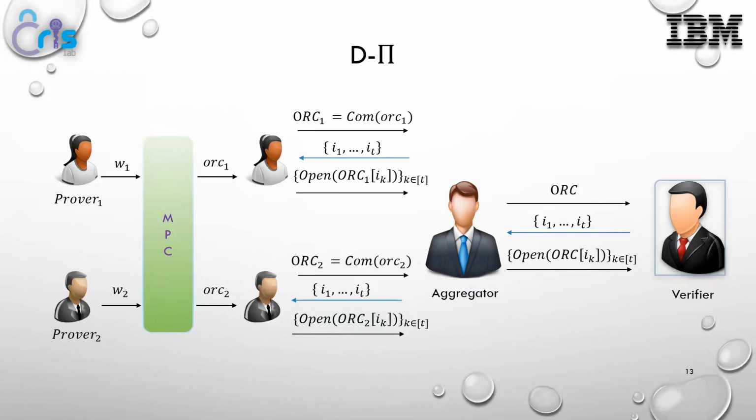Note that the hiding property of the commitment scheme ensures that the aggregator cannot learn anything more than what a verifier can learn. Also, the binding property prevents any prover from deviating from the committed values. Finally, the verification is the same as in the single prover Pi.